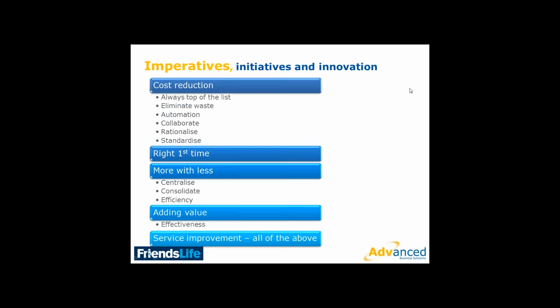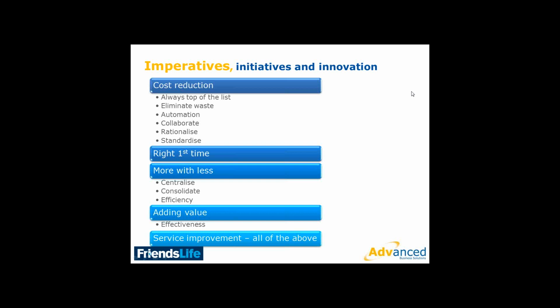So the challenges lead to a need for reduction in cost, and that always comes at the top of everybody's list. Looking at upstream and downstream processing, getting things right first time, achieving more with less, adding value and effectiveness, and generally creating overall service improvements that relate to all of the above.